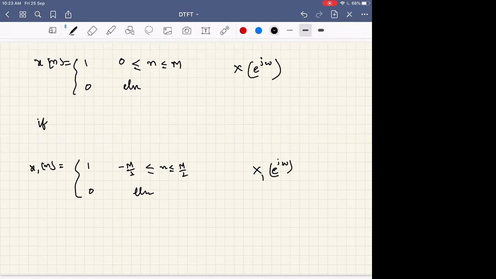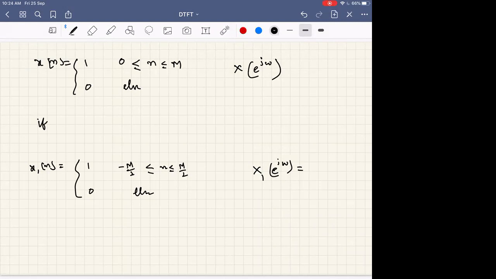Anyway, we will find x of e power j omega, but without finding it, will you be able to tell what x1 of e power j omega will be in terms of x of e power j omega? It's a delayed version, sir. Delayed version, e power minus j something into x of e power j omega. As you can see, both the signals x of n and x1 of n.